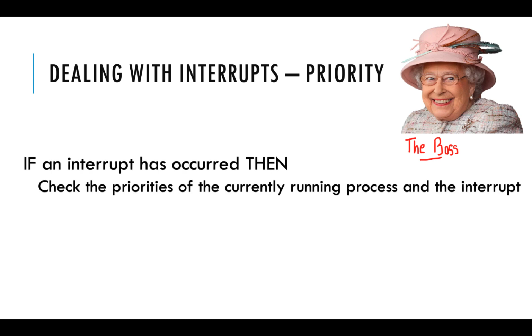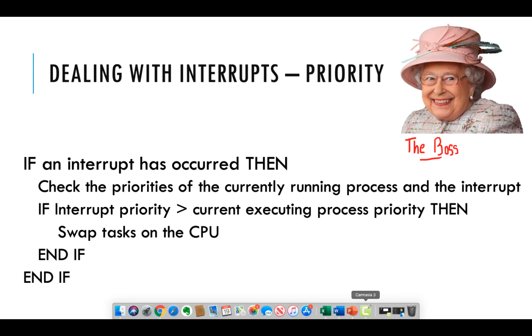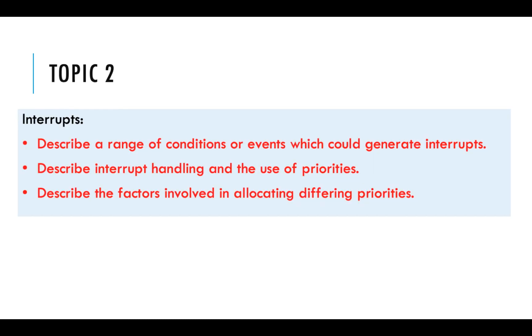So if we declare an interrupt, we need to check the priority of the currently running process and then interrupt. If the interrupt priority is greater than the current executing process priority, then we have to swap the tasks on the CPU. If not, we simply don't swap the tasks and we wait for the CPU to become available or a lower priority task on the CPU that we can swap out.